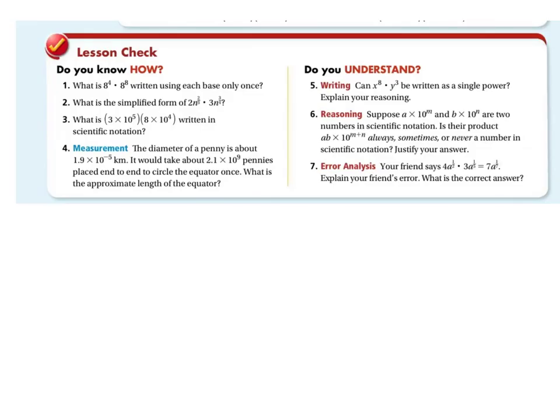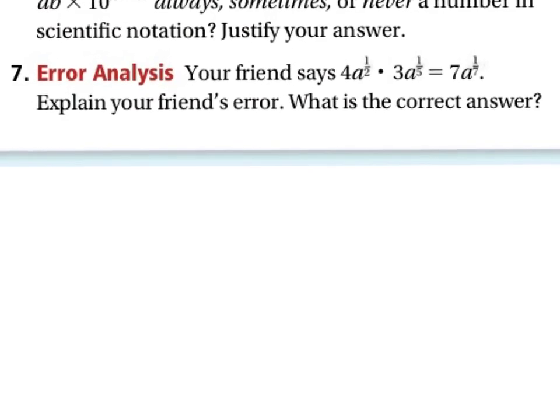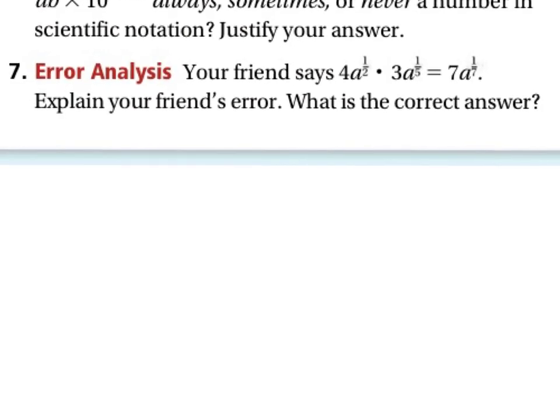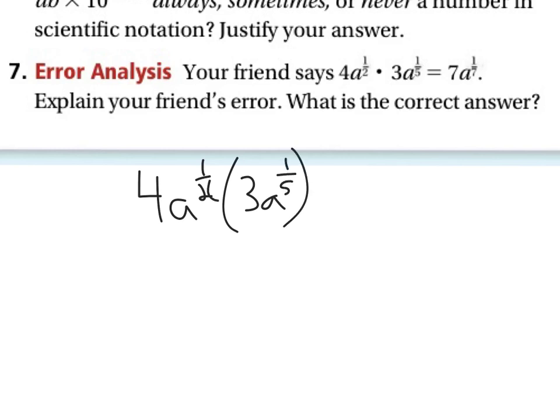If we look at the lesson check number 7, your friend says 4a to the 1/2 times 3a to the 1/5 equals 7a to the 1/7. Explain your friend's error. What is the correct answer? So there's actually a couple of problems here. One problem is that with the variables, they didn't get a common denominator. They just tried to add the denominators together, which we never do.